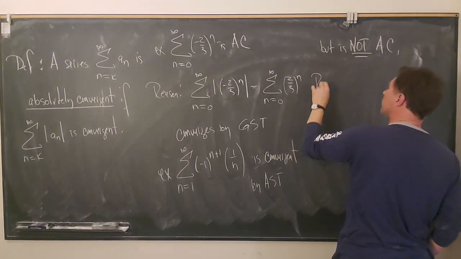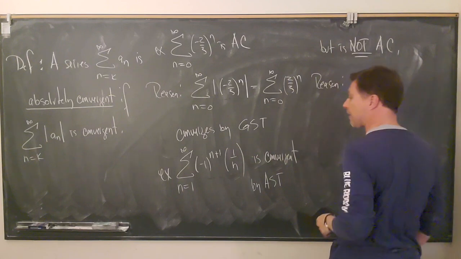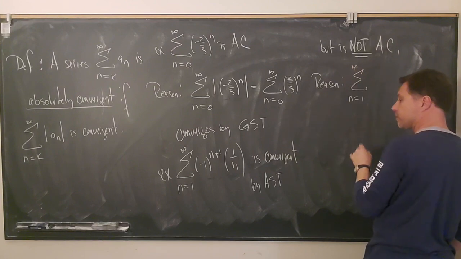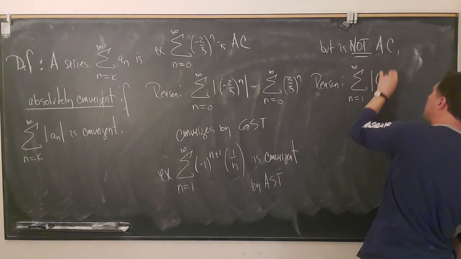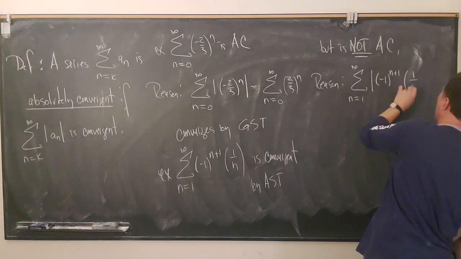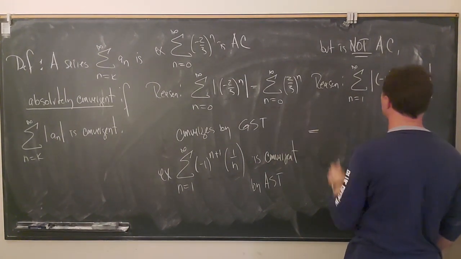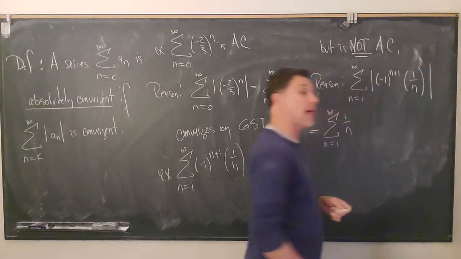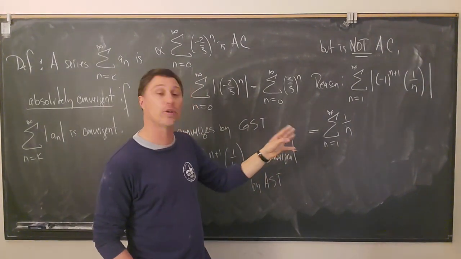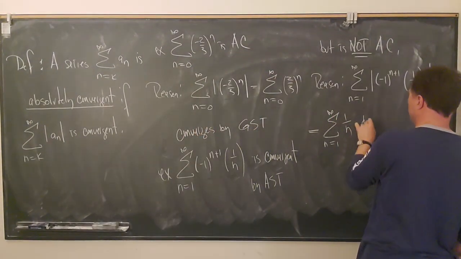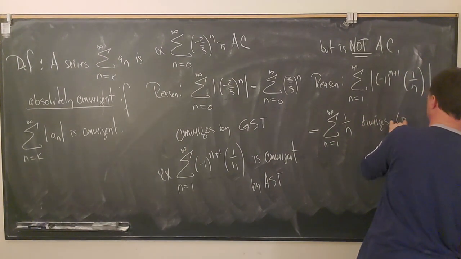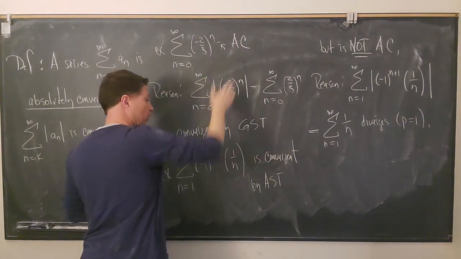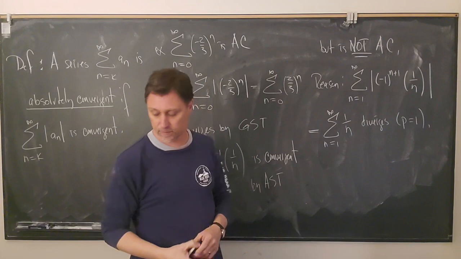And the reason, so let's see what happens when we put absolute value bars in. So sum n equals 1 to infinity, absolute value minus 1 to the n plus 1, 1 over n. When we put the absolute value bars in, what do we get? Right, this is sum n equals 1 to infinity, 1 over n. That's the harmonic series, right? That one's a divergent p series, p equals 1, so this one diverges. Right, so we've got an example of an absolutely convergent series and something that is not absolutely convergent.